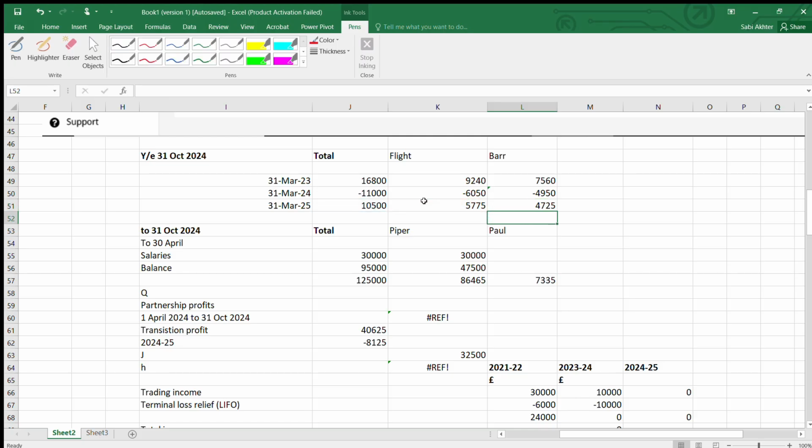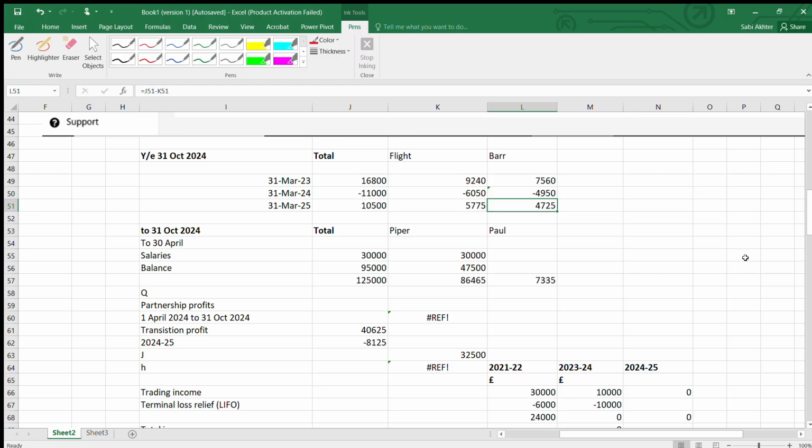Now we have done this. When we are allocating to the tax year, remember in the tax year of loss his profit will be 0. So for Flight, this is the profit, here it will be 0, and here it will be this. Then for Bird, this year this is the profit, here it will be 0, and this is the profit. That's it.